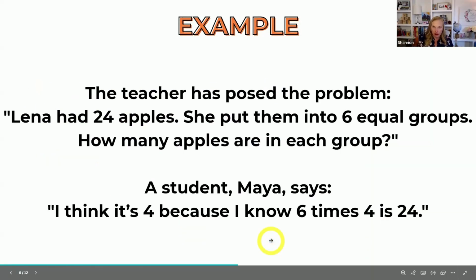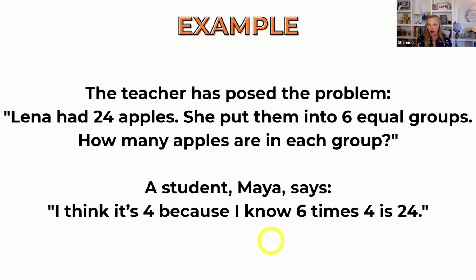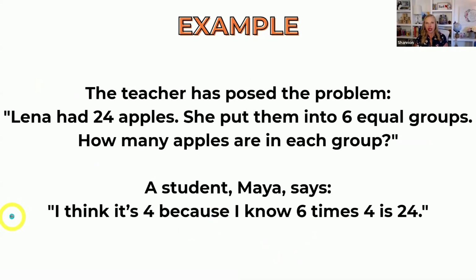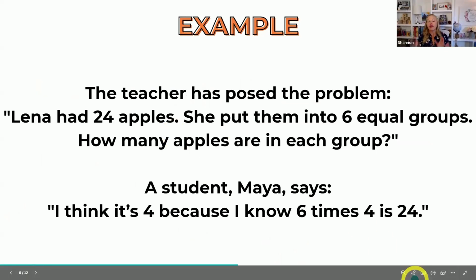The teacher has posed this problem. Lena had 24 apples. She put them into 6 equal groups. How many apples are in each group? And the student Maya says, I think it's 4 because I know 6 times 4 is 24. Okay, now let's just say that Maya doesn't do that. We don't ask for an answer yet, okay? Instead, we have this, and the question that a funneling teacher might ask is, so are we going to multiply or are we going to divide?